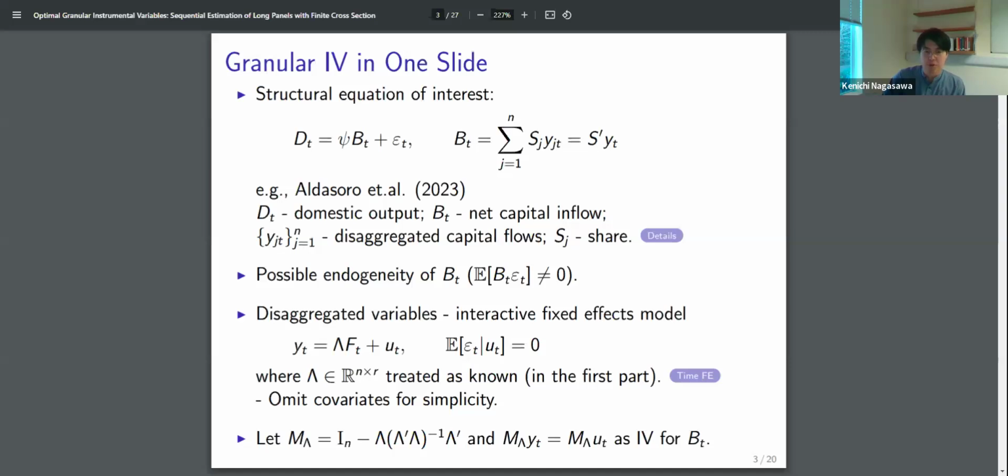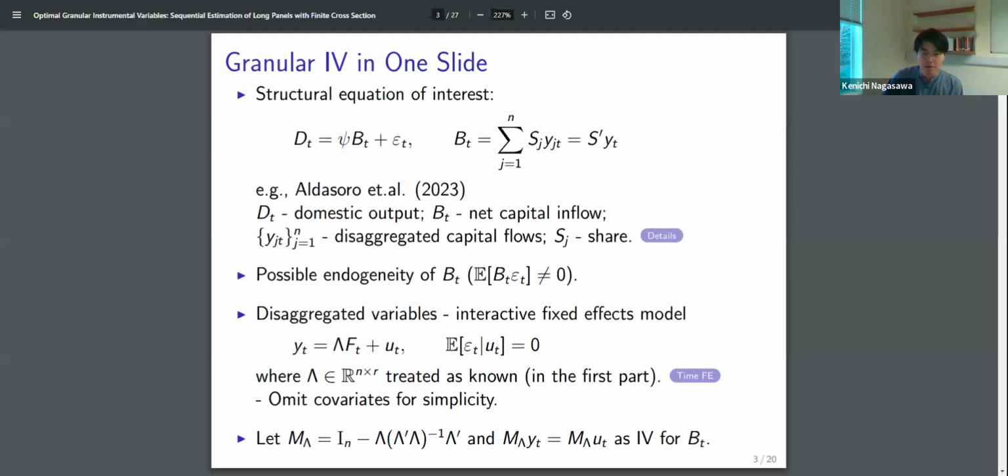So having made this assumption, if you observe UT, then you can use that as an instrument, because UT affects the disaggregated variables YT, and disaggregated capital flows in turn affect this variable BT. So it satisfies the relevance condition, and the instrument exogeneity is assumed here, based on the idea that factors capture all the sources of endogeneity. So if you observe UT, you can use that as an instrument, but here you don't observe UT.